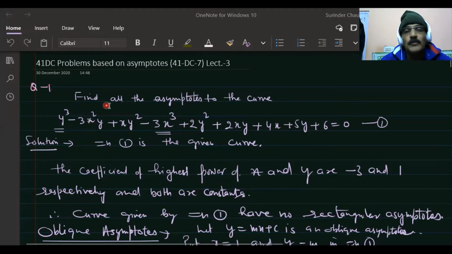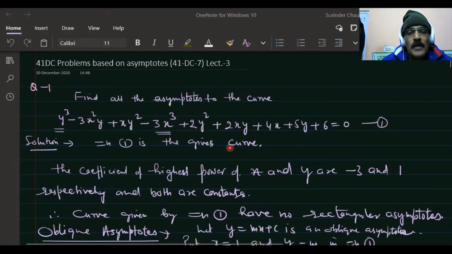Now, the first problem is: find all the asymptotes to the curve y cube minus 3x square y plus xy square minus 3x cube plus 2y square plus 2xy plus 4x plus 5y plus 6 equals 0. The solution: the given equation is the equation of a rational algebraic curve.